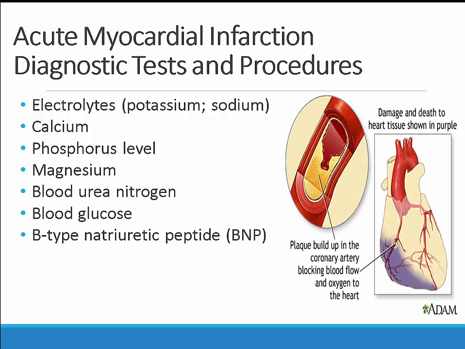Blood urea nitrogen is elevated in heart disorders. Blood glucose. An acute cardiac episode can elevate blood glucose. B-type natriuretic peptide is released in response to atrial and ventricular stretch and serves as a marker for heart failure. Increased levels of the B-type natriuretic peptide, or BNP, are markers for heart failure.